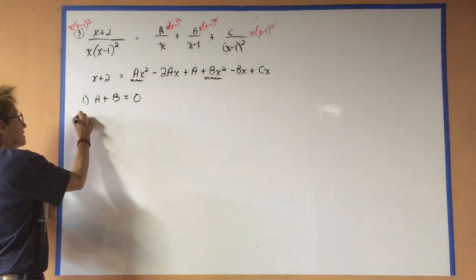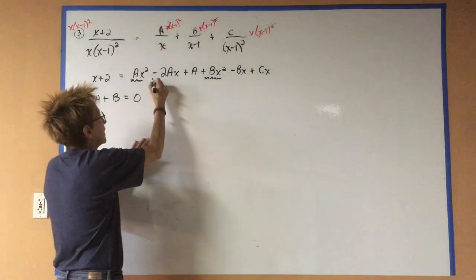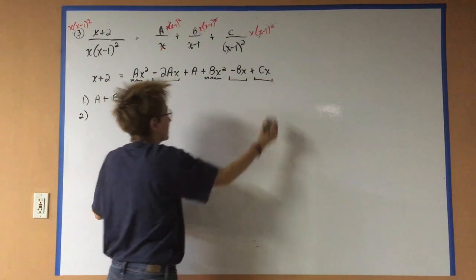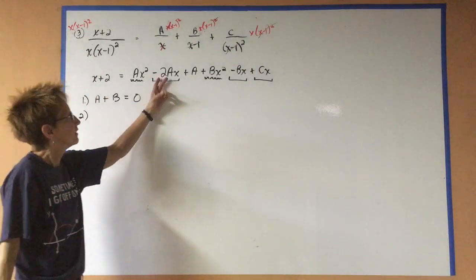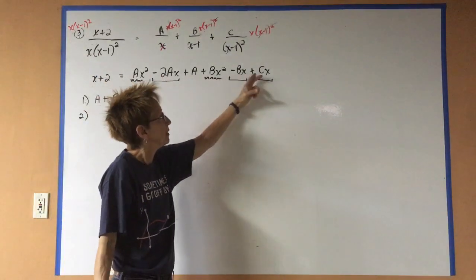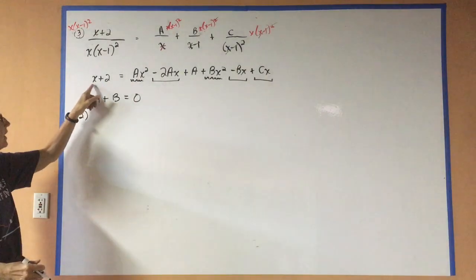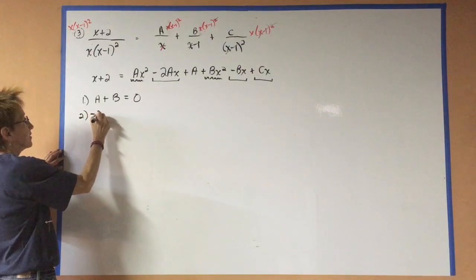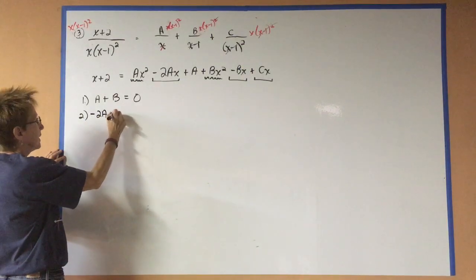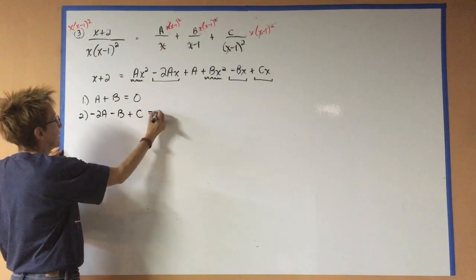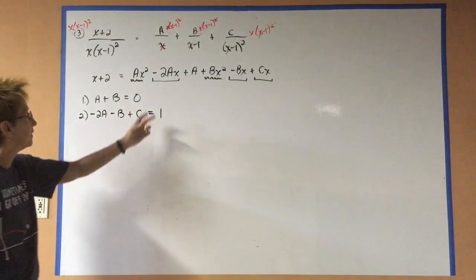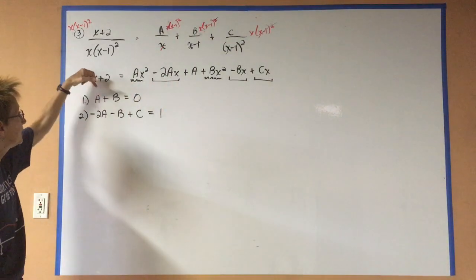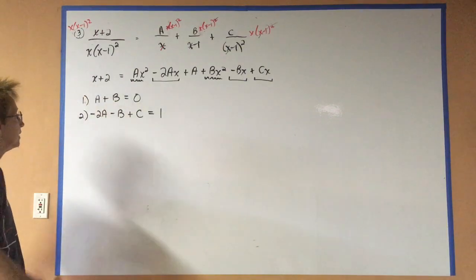Now I'm going to go do the x's. So x's, I've got negative 2A of those x's, a negative B of those x's, and a C of those x's. And when I add a negative 2A and a negative B and a positive C together, I better get how many x's? 1. So this negative 2A minus B plus C had better equal 1. In other words, I'm grouping all the x's together. Negative 2A minus B plus C had better give me the coefficient of this x, which is 1.